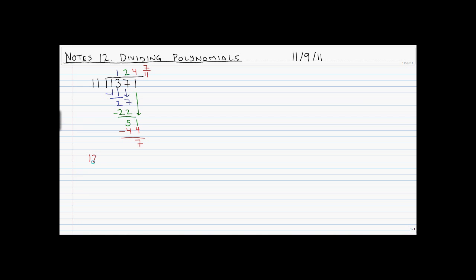So our final answer here is 124 and 7 over 11, or 7/11ths, or 124 plus 7 over 11. And that is our exact answer. The quotient of 1371 and 11 is 124 and 7/11ths. So in fact, this operation, this division process, is exactly the same as what we're going to do over here.